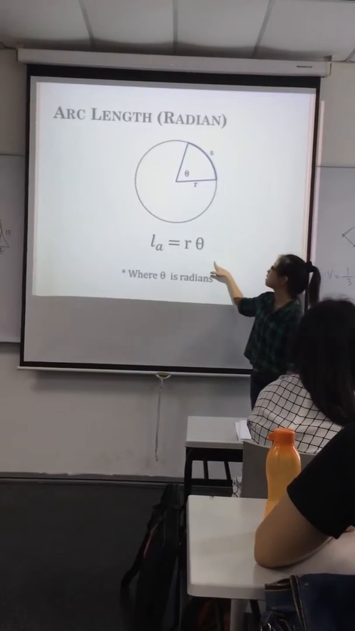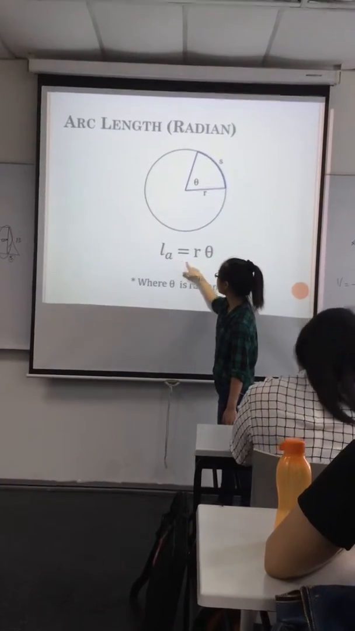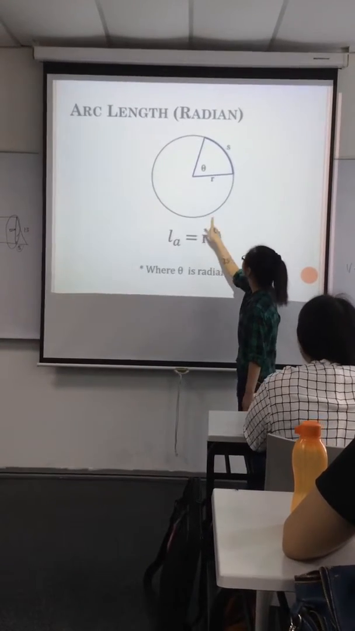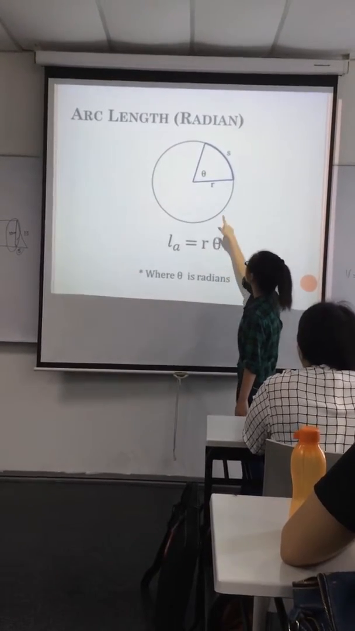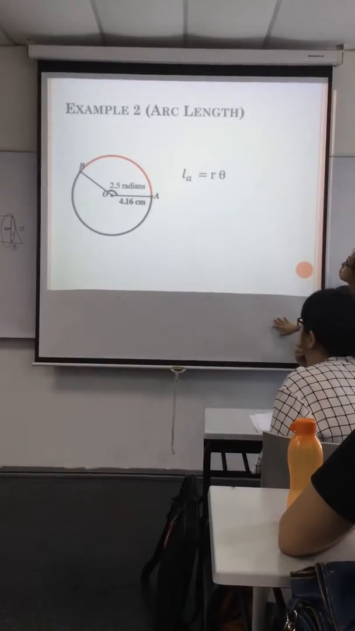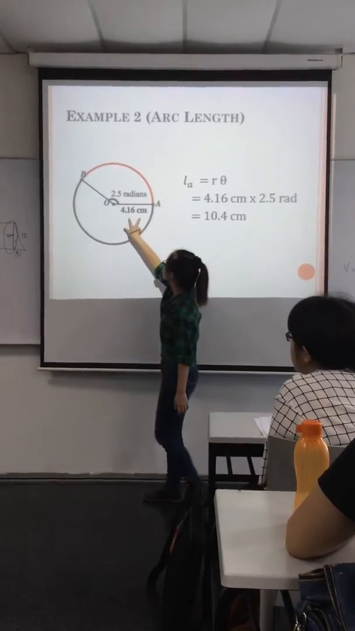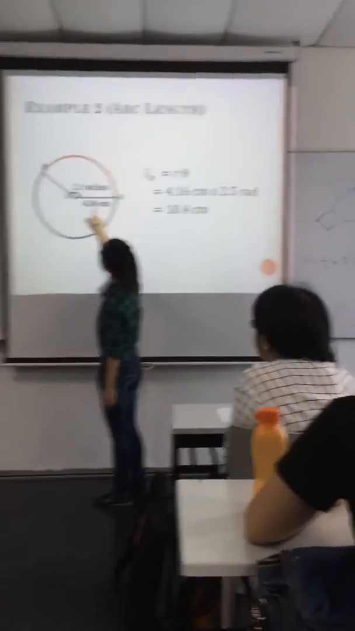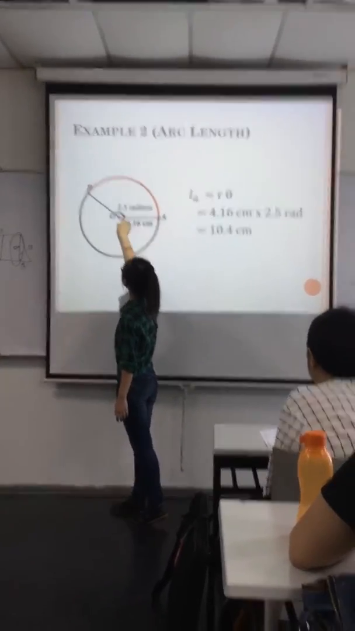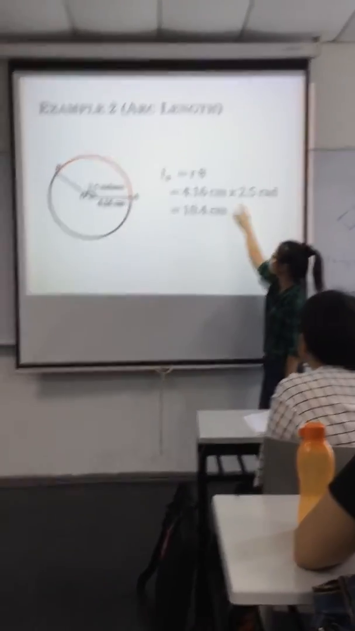This is another formula to find arc length using radian. The formula is quite simple if we use radian. Just times the radius and the angle in radian. Here is an example. The radius given is 4.16 cm, and the angle given is 2.5 radian. Again, sub the info in and find the answer.